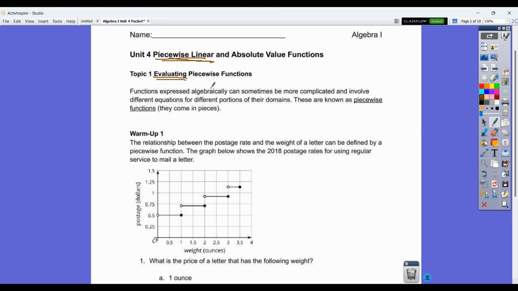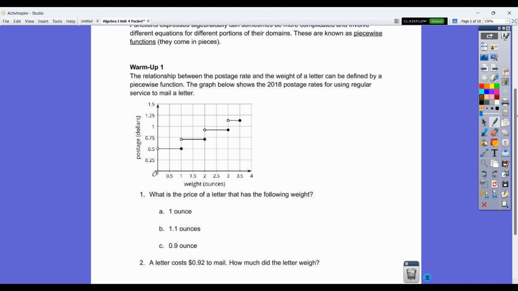So functions expressed algebraically can sometimes be more complicated and involve different equations for different portions of their domains. These are known as piecewise functions as they come in pieces. So we've seen a few examples of these diagrams before, but this is where we're actually going to get into talking about them. So you can see the first idea here is that there are different pieces to this function. You can't just write one line to represent it, but it gives us those different pieces, and different piecewise functions look different as they go.